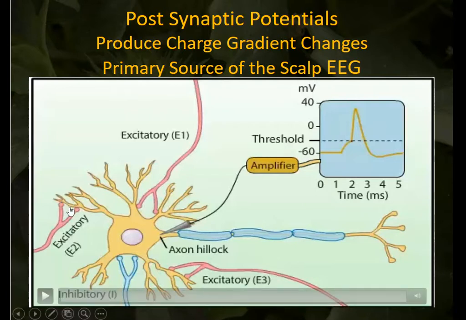So essentially what this is saying is that there are a whole bunch of postsynaptic potentials, both excitatory and inhibitory, for every action potential that's created. Generally, for our purposes, this explains why the scalp surface EEG is primarily the result of the postsynaptic potentials.